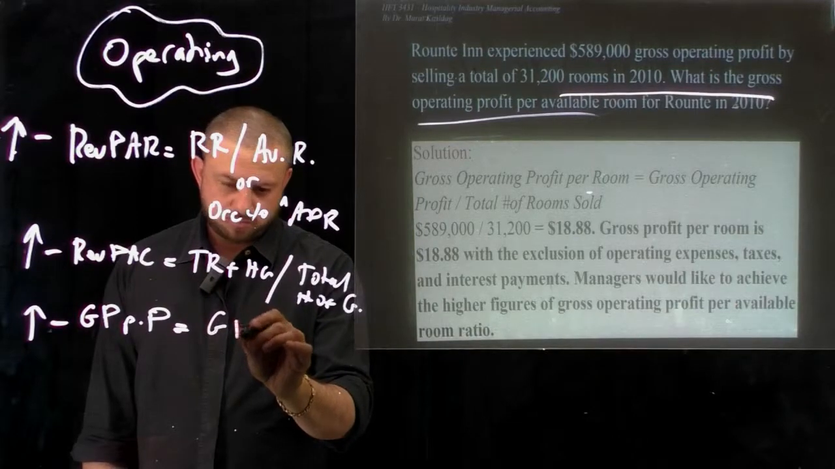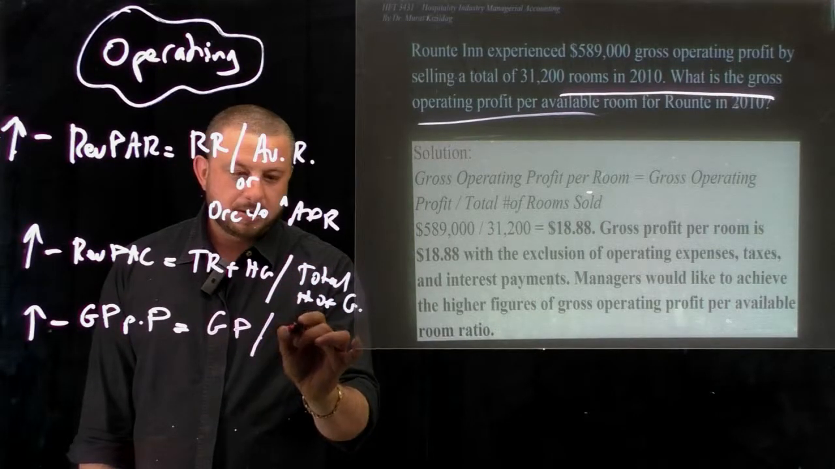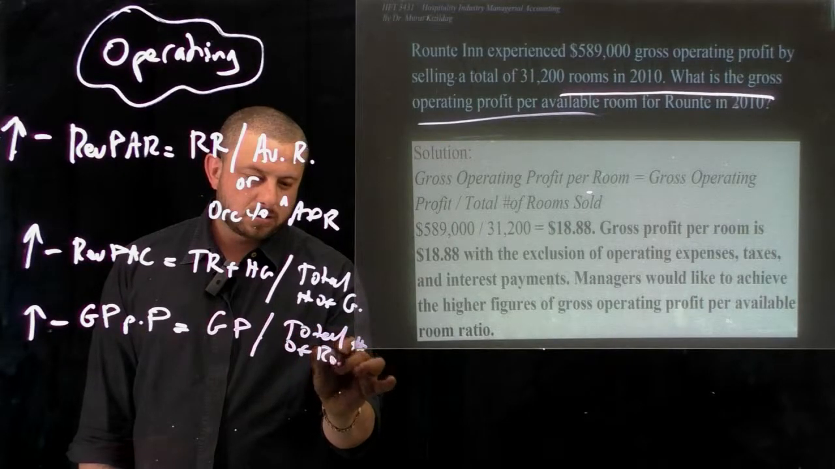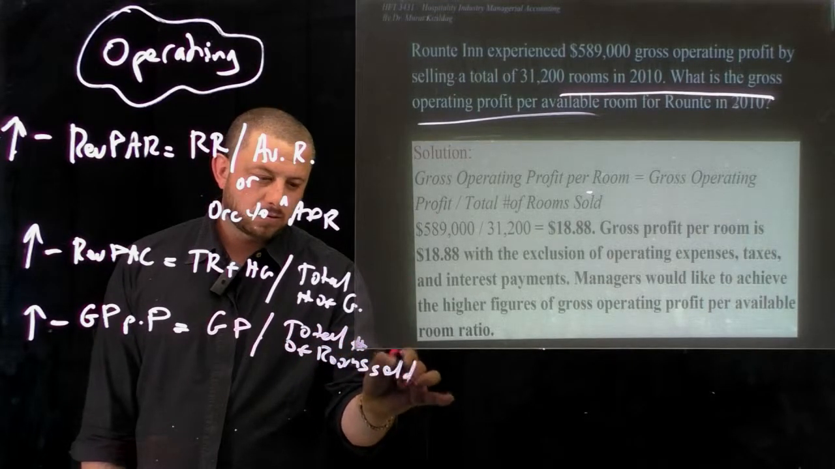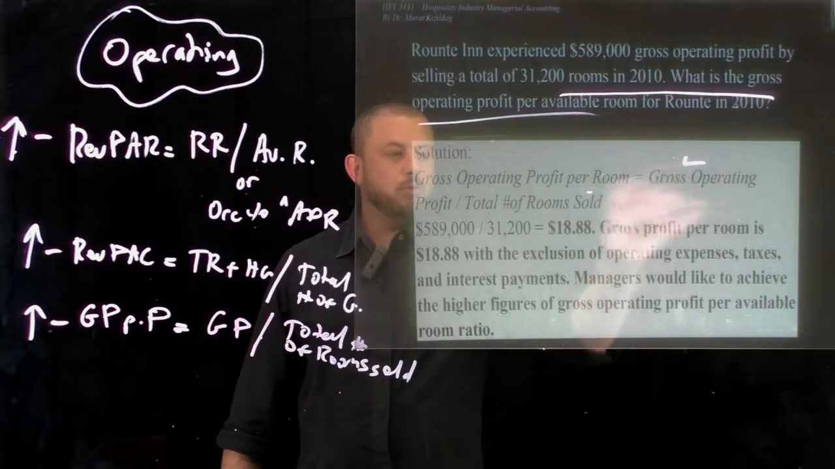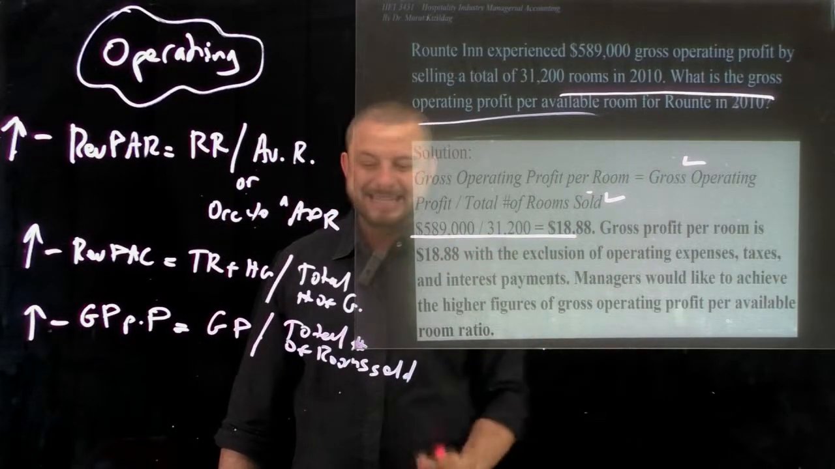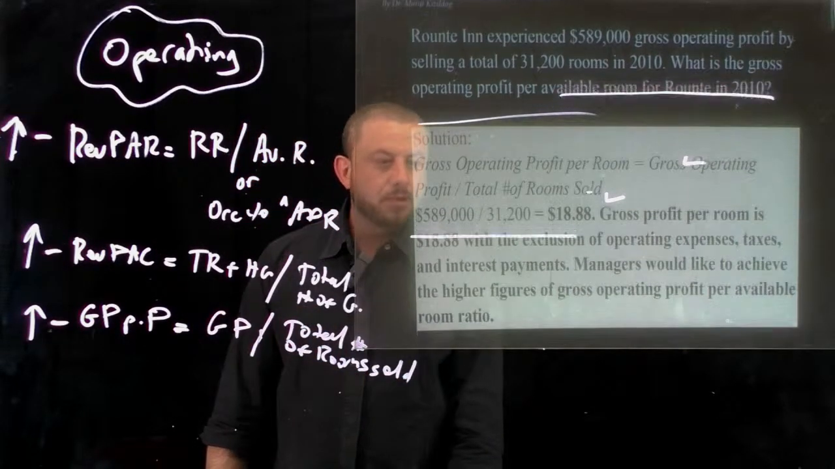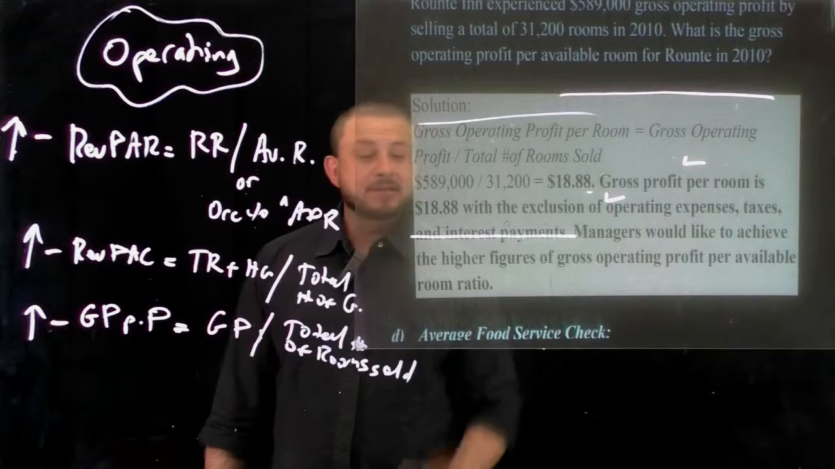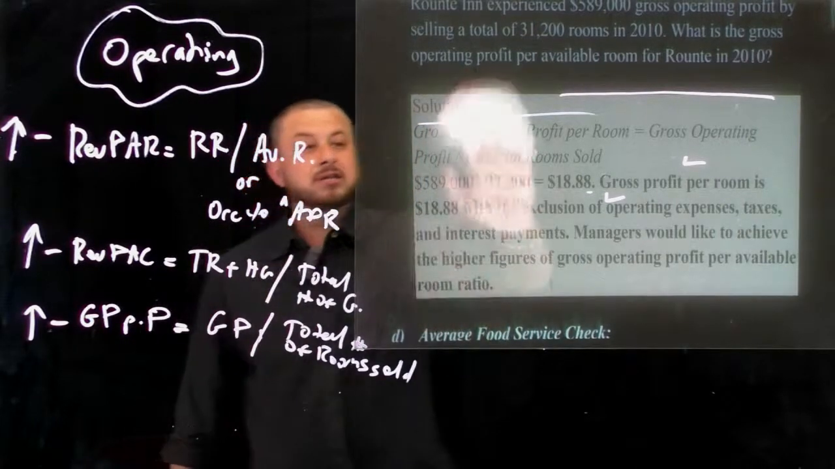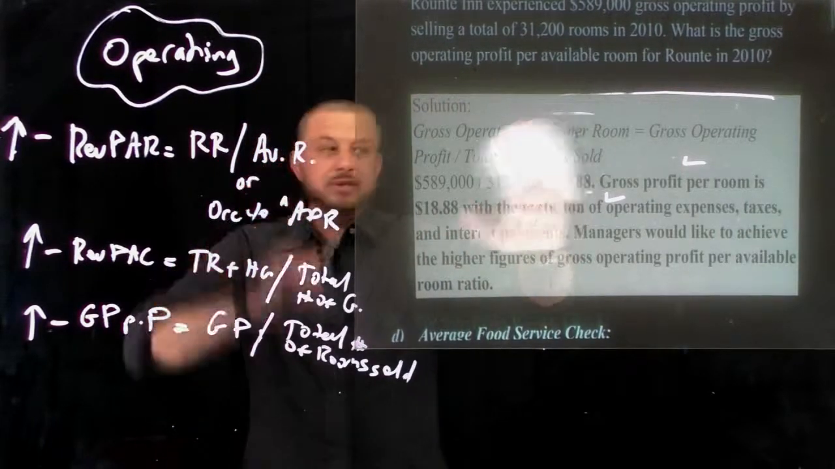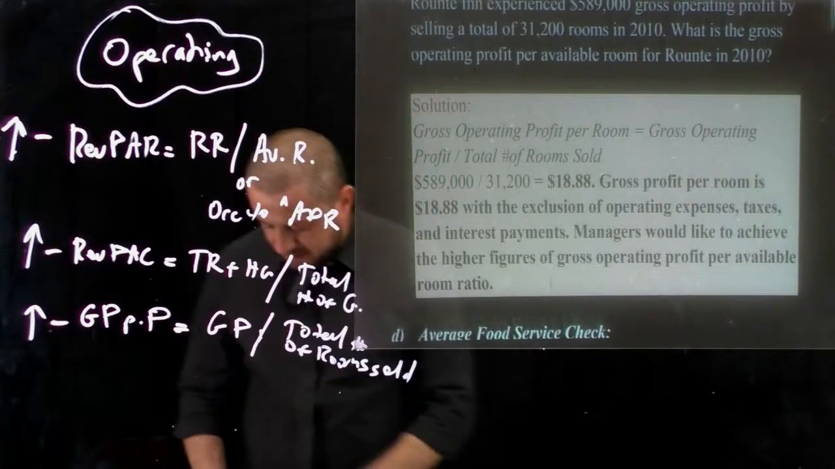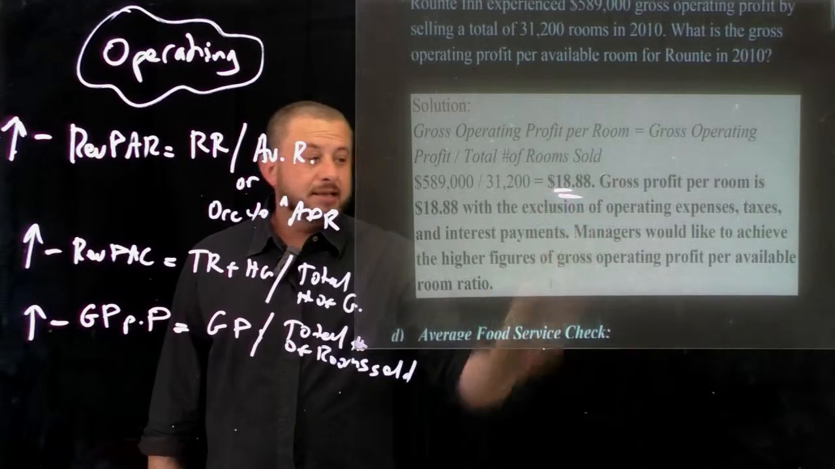Gross profit over total rooms sold. I have both of the components. I will do the division. 18.88 gross profit is created per room, which is the exclusion of expenses, tax, and interest payments. That's important because it is the gross profit, not the profit itself. That's why it is the exclusion of operating expenses, taxes, and interest payments. 18.88 is a little bit low.